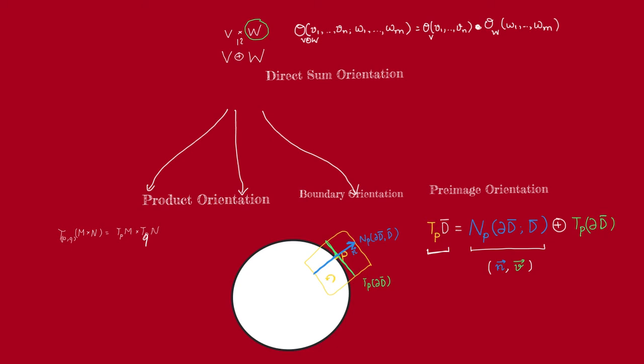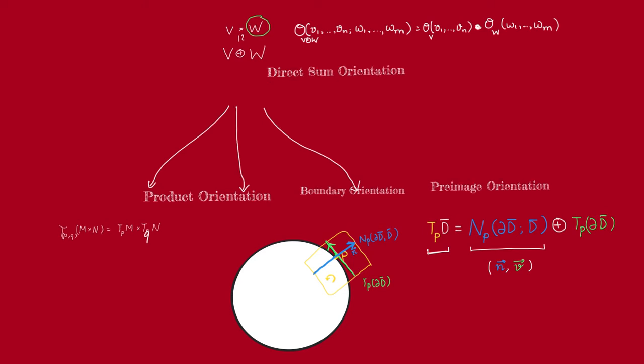Thus, if we call the vector that represents the orientation on the normal space n, and we call the vector that represents the orientation on this tangent space v, then n comma v should represent an orientation on this big tangent plane, i.e. n comma v should represent the counterclockwise orientation. And so that means that v must be in this direction. And thus that is the induced orientation on this tangent space.